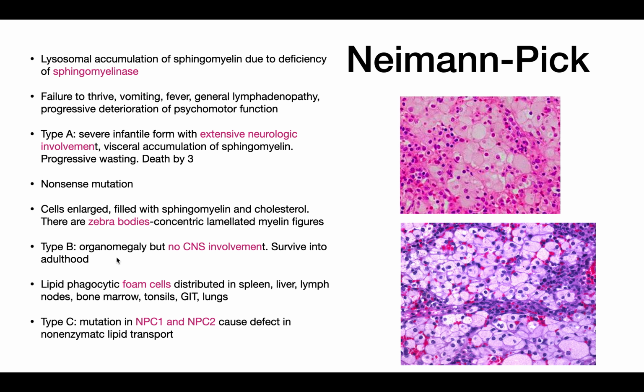But type B is going to result in organomegaly, but there is no CNS involvement, so you can survive into adulthood. There are lipid-laden phagocytic foam cells like these, and they're distributed in all these organs. And type C is a mutation in NPC1 and NPC2, and that causes a defect in non-enzymatic lipid transport. So the enzyme is not going to be the problem here. Treating this with an infusion of sphingomyelinase is not going to help because the problem is the NPC1 and NPC2 transport mechanism.